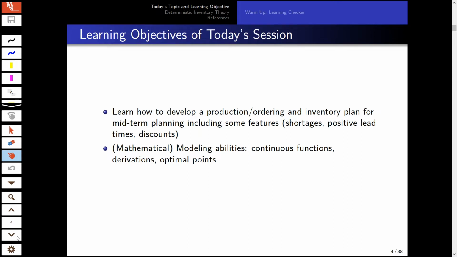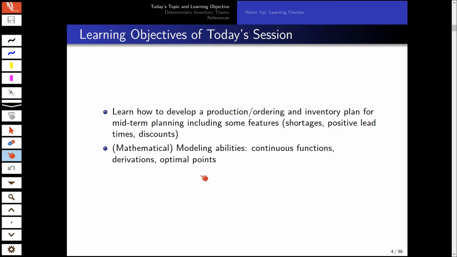Here we are with respect to a time horizon. If we look at hierarchical planning for an organization, we will be looking at the midterm planning. If you recall the master production schedule, that is at the tactical hierarchical planning level of an organization, then this is where we find ourselves. Here we will also regard how to incorporate shortages, positive lead times, and, as said, discounts.